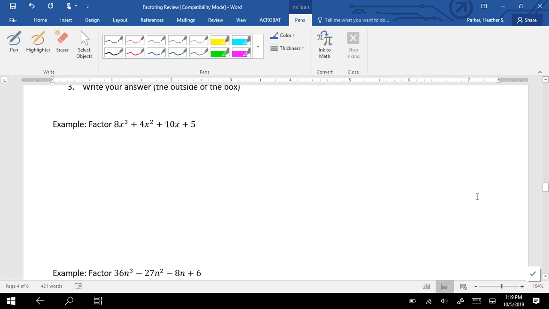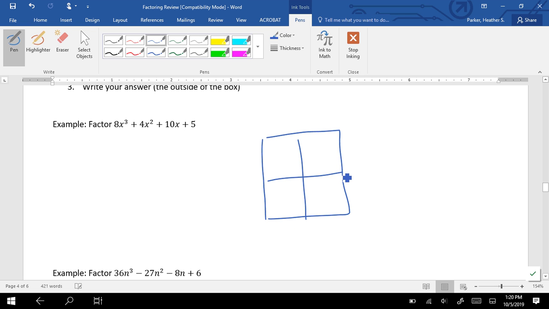So looking at our 2 examples here, I'm going to take this 8x cubed plus 4x squared plus 10x plus 5. Since I have 4 terms, I'm going to draw a box. Now the first one needs to go in the first box. The constant needs to go in the last box. The other 2, it actually doesn't matter. And then I'm going to pull out my GCF of each row, each column.